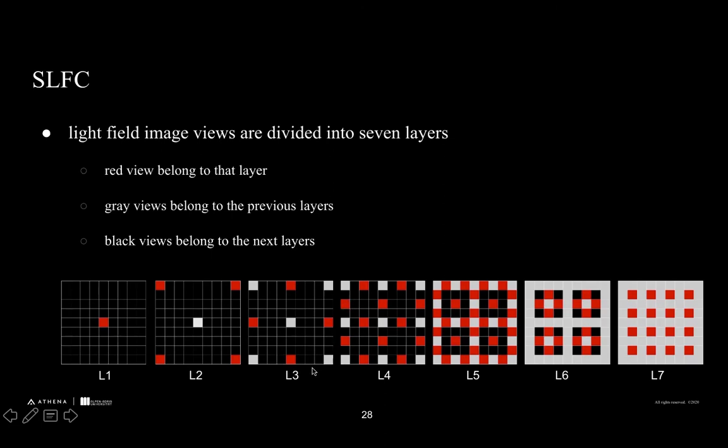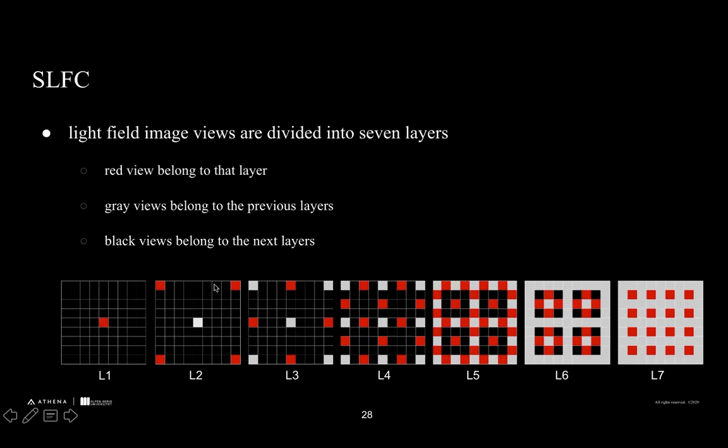In each layer, the red views belong to that layer, gray views belong to the previous layers, and black views belong to the next layers. For example, here in layer 2, the central view, which is represented by gray, belongs to the previous layer, or layer 1. Corner views that are represented by red belong to layer 2, or the current layer, and all other black views belong to the next layers. In layer 1, we will have only the most central view.